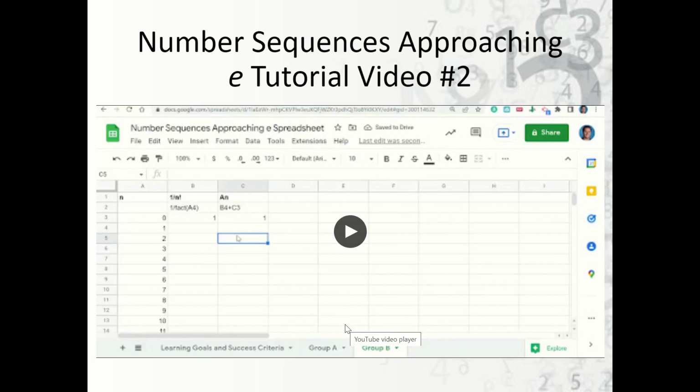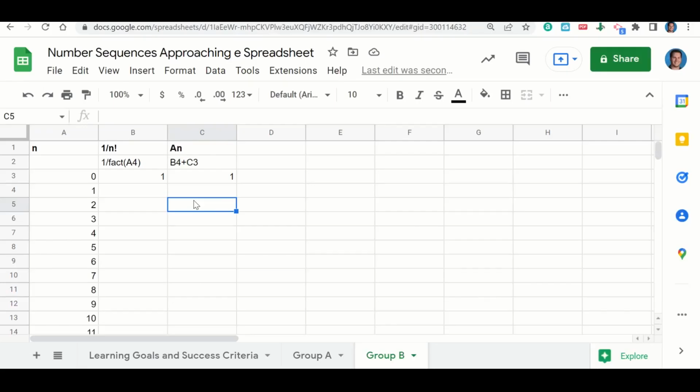Here's a video as well that shows you how to enter these values into a spreadsheet so that you can check and see what number this sequence is approaching. Let's talk now about how to complete the number sequences approaching E spreadsheet. This is the second tab, so this would be for group B. And the nice thing is the formulas are already given to you. Now notice the 0 row is already filled in, so we're going to begin this at row 1.